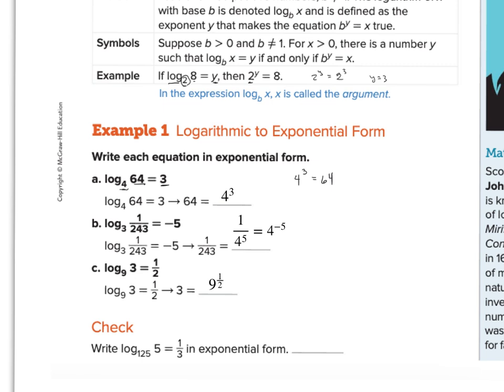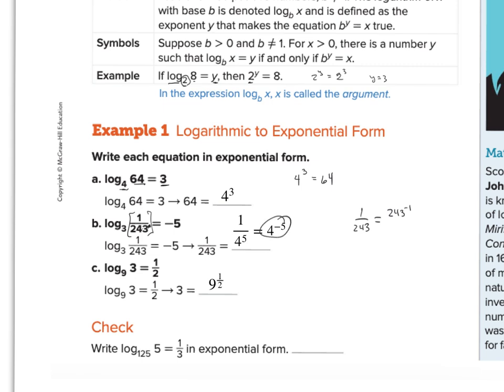Again, now this one's a little bit trickier. When we think of this, you have to think about 1 over a number as a negative exponent. Remember that if this is to the negative first power, and I wanted to bring it up top, it would be 243 to the negative 1 power. So that's why we have to think about what's going on there.